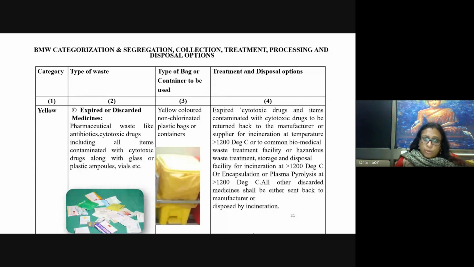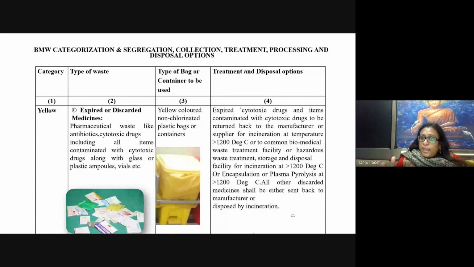So these are cytotoxic drugs. Where are they used? They are used in the chemotherapeutic regimen. So in any of the cancer care hospitals, you will see that there will be cytotoxic waste being generated. All chemotherapeutic drugs come under the cytotoxic category, and they are supposed to be discarded in yellow chlorinated and non-chlorinated bags, and expired cytotoxic drugs or items contaminated with cytotoxic drugs are to be returned back to the manufacturer suppliers for incineration.